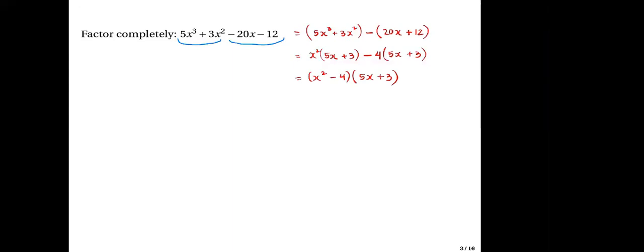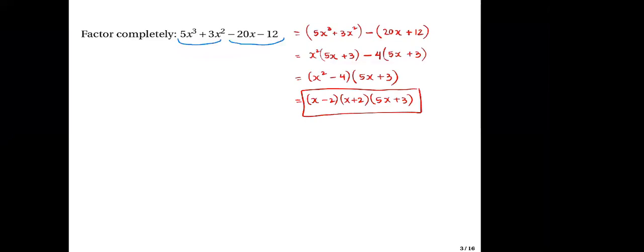But this guy here is still of the form x squared minus a squared. So it's a difference of two squares. We can still factor this into x minus 2 times x plus 2. And then we have the 5x plus 3 there. So this is the final factored form of the original expression.